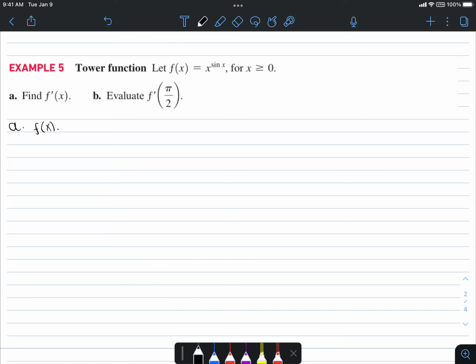So we have f of x equals x to the sine x. I think the best way to deal with that type of function is to notice that x is the same as e to the ln of x. And then using properties of exponents, when you have a power like that, you can just repeat the base and multiply the exponents.